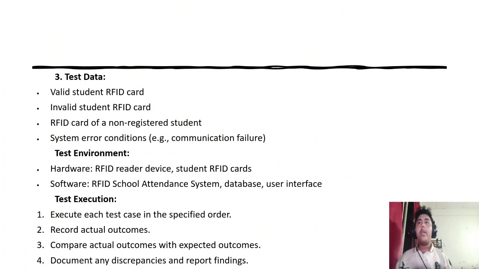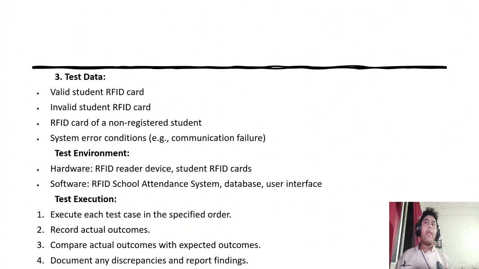And the fourth one is system error condition. So what is a system error condition? For example, I have an RFID card but not the specific RFID card for this system. For example, I have a TNG RFID card. When I tap the RFID card, the RFID reader is going to read it but it's not going to let it into the system.